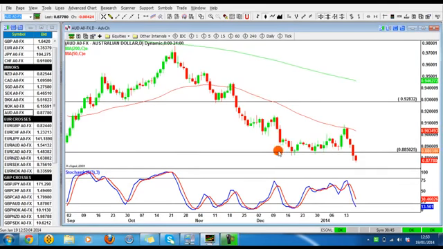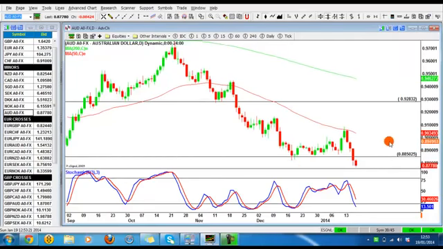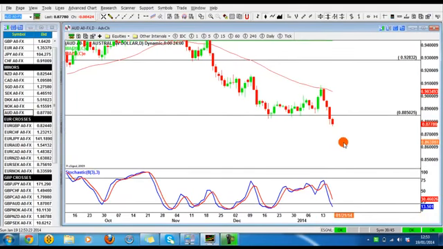Now that it's broken this key level of support, now we're looking for potential sell opportunities on this currency pair, and what may happen is that price, having now broken, may come back to retest this support level here. So the 8850 level may be a nice area for potential shorts if the market runs down a little bit lower and then comes back in its phase 2 to retest that area. So we're watching this one quite closely.